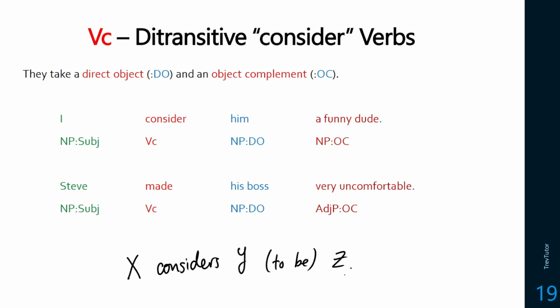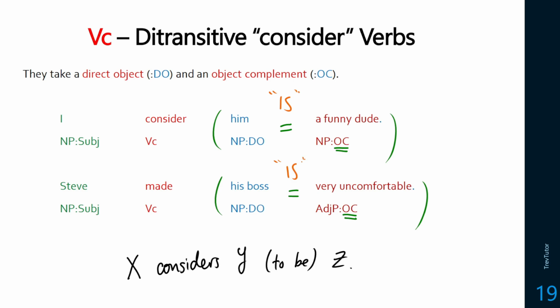So with these consider verbs, we have the subject and direct object, but we also have this thing called an object complement, which we abbreviate as OC. So it doesn't matter what form it takes, but what this does is it forms an equal relationship between the direct object and the description. When you say "I consider him a funny dude," what you're really saying there is "he is a funny dude." Or "Steve made his boss very uncomfortable." What you're really saying is that his boss is very uncomfortable. You can kind of sneak in a little "is" in between and make a little mini sentence. So that's the new function we have here and the new type of verb.